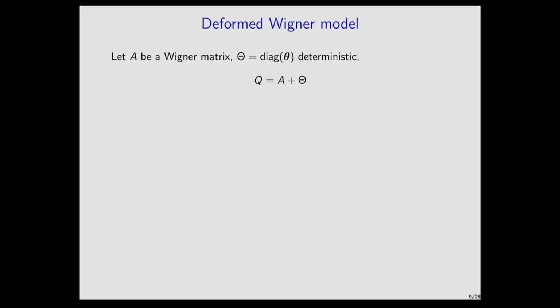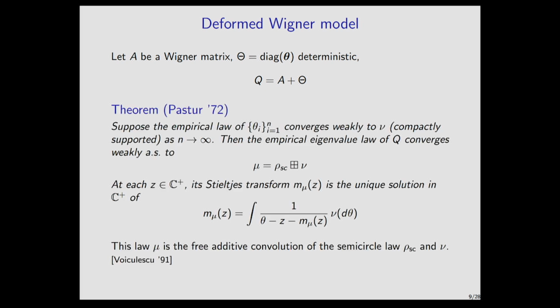Great, so I just have 3 slides of background on this deformed Wigner model. I want to explain three things. So the deformed Wigner model is the following. I have a Wigner matrix A, and I add to this a diagonal deterministic matrix theta. Okay, so it's this sum of these 2 things.